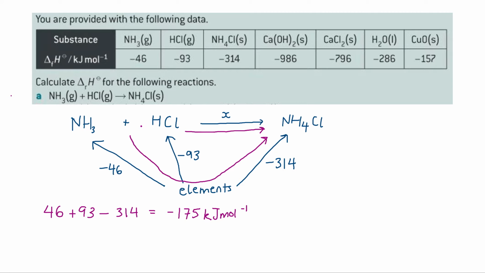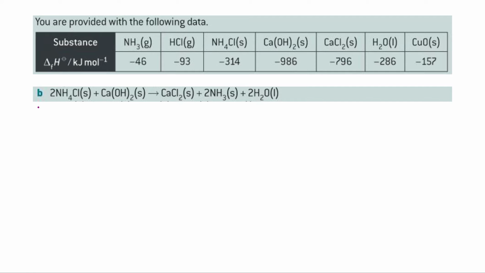And according to Hess's law, that means that this route here, my X route, is also minus 175 kilojoules per mole. So this is the enthalpy change of reaction for this top reaction here. And as you can see, it's an exothermic reaction because it does have a negative sign. And that's how you do it for this question here. Let's move on to another question.